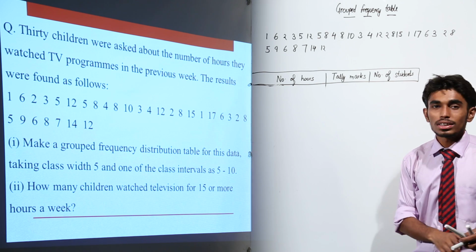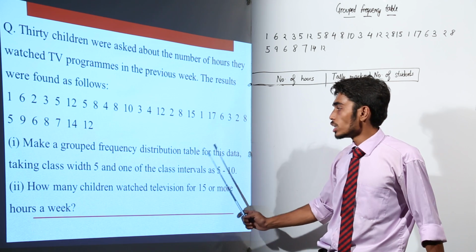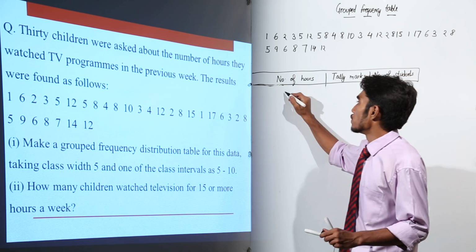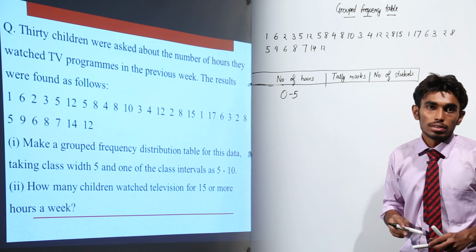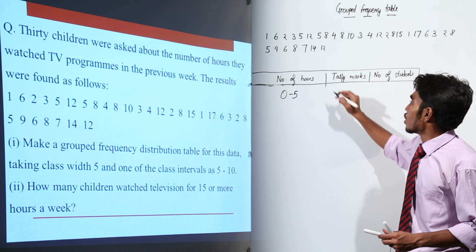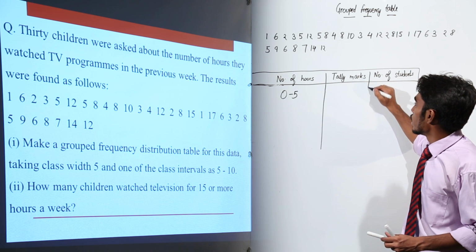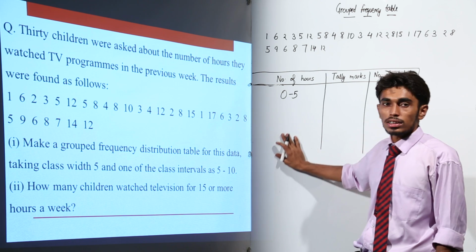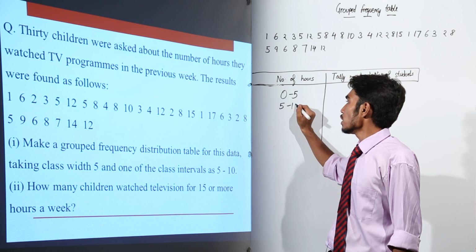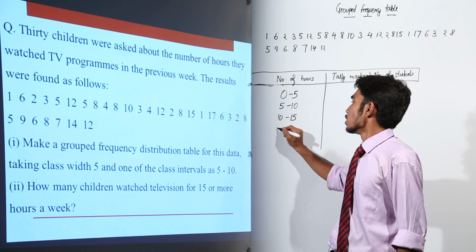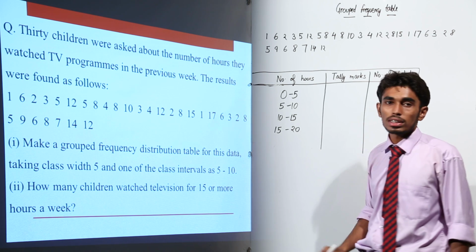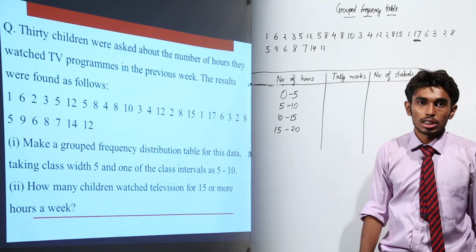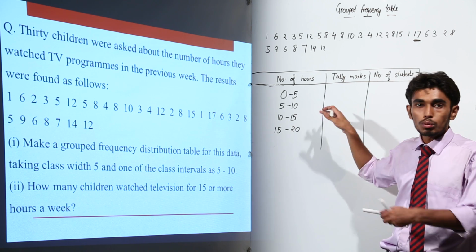Now in the question, it is given to us that we need to form class intervals with class width 5, right? So we'll be starting with 0 to 5. Now, how many students are included in this class interval? Before that, first let me form all the class intervals. The next class interval will be 5 to 10, next will be 10 to 15, 15 to 20. These are the 4 class intervals that I need to form. Why? Because the maximum value is 17, which will lie in this class interval. I don't need to go beyond 20, right?